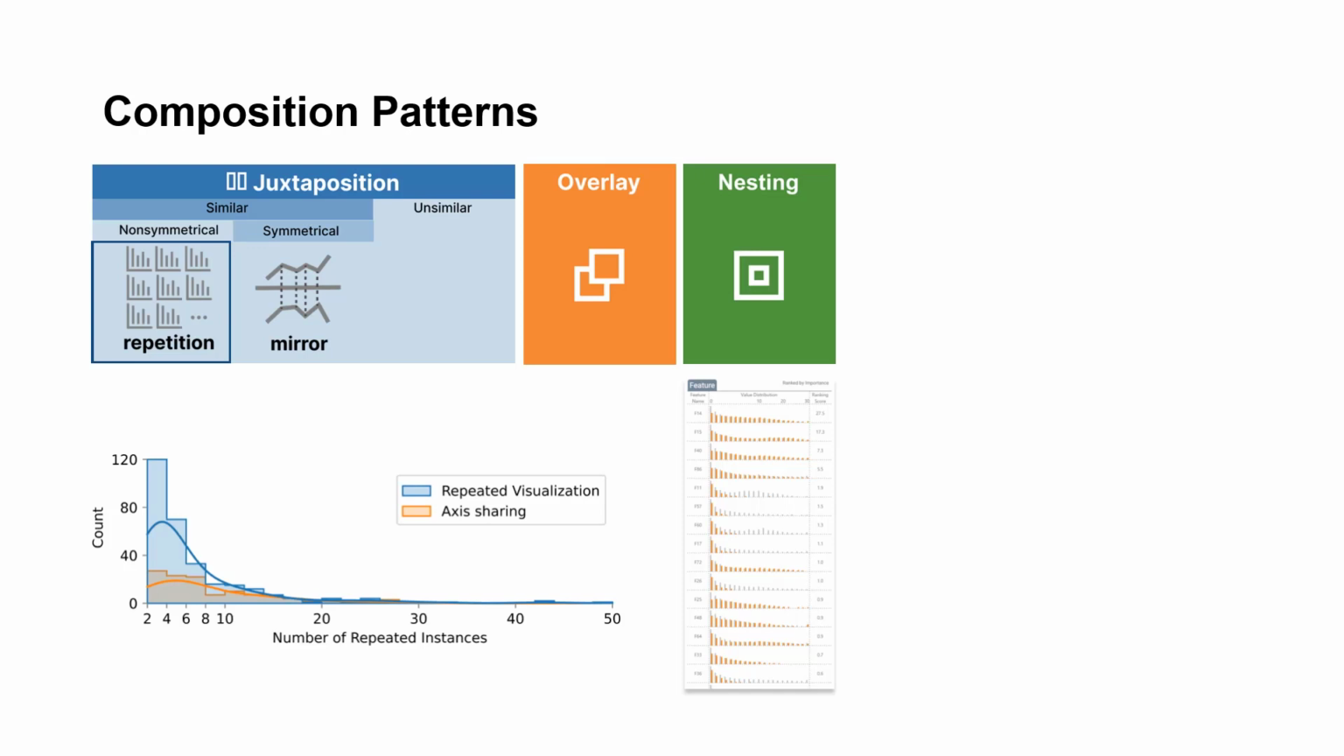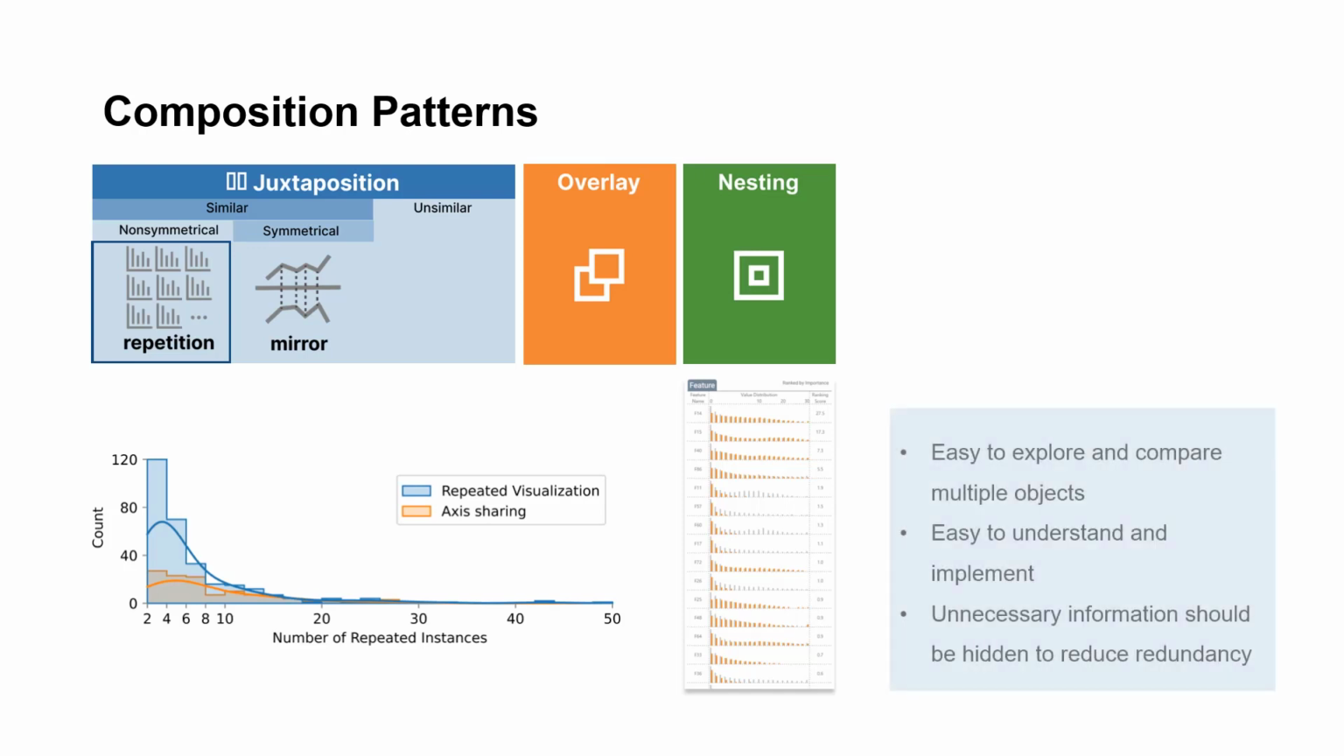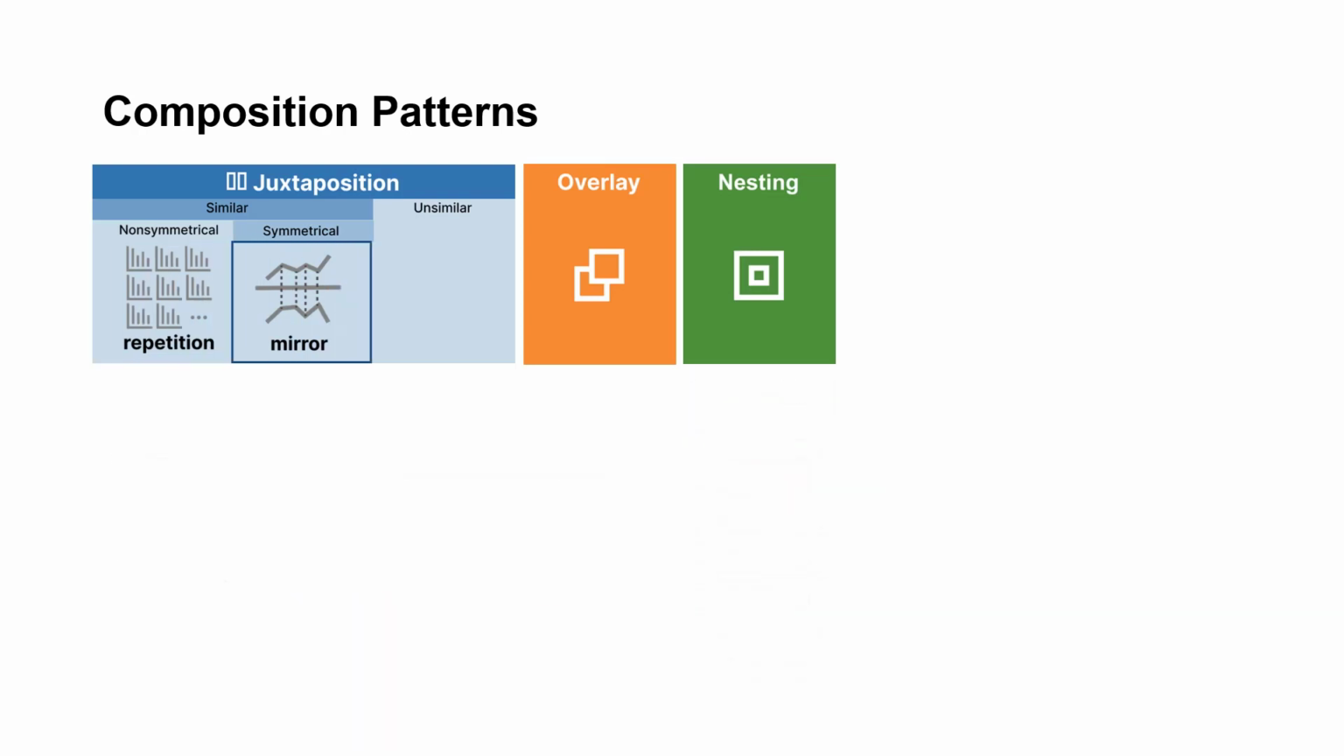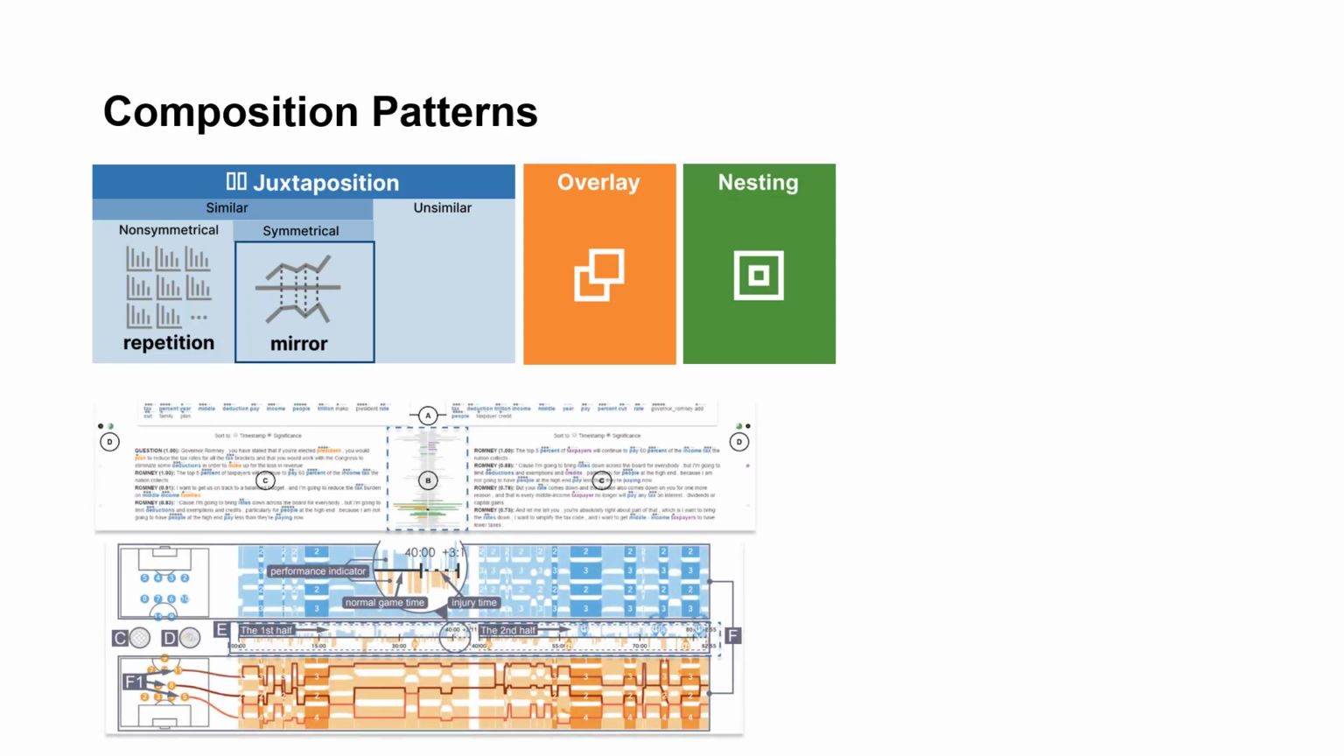When the number of repetitions is relatively large, some designs will use shared coordinates to reduce the number of components and facilitate comparison. Repetition visualization is easy to explore and compare multiple objects, easy to understand and implement, but when there are too many, unnecessary information needs to be hidden to reduce redundancy. Mirror pattern refers to 2 components of the same types that are symmetrical about a certain coordinate axis. Due to the metaphor of the mirror, in visual analytics, the mirror pattern is often used for visual comparison. We have shown two examples that employ the same structure of components that invoke comparison.